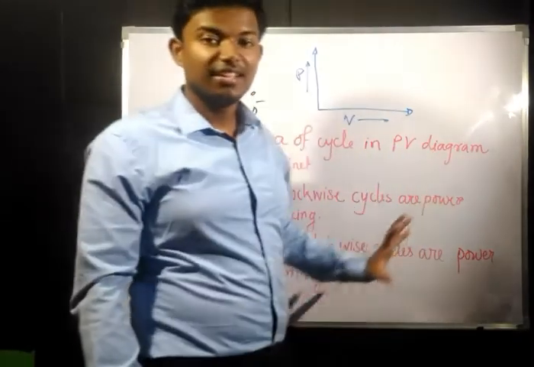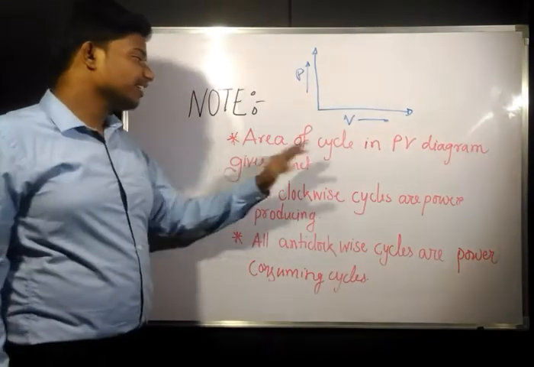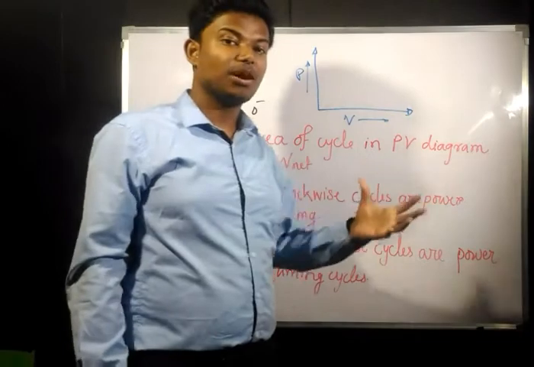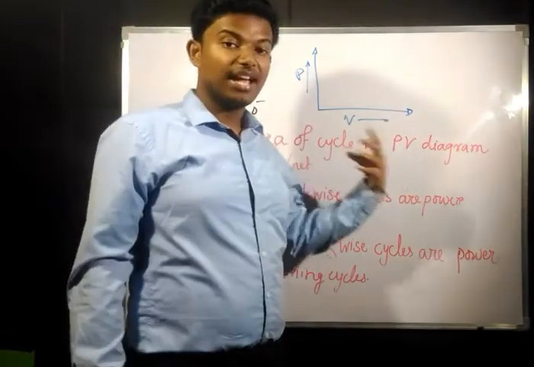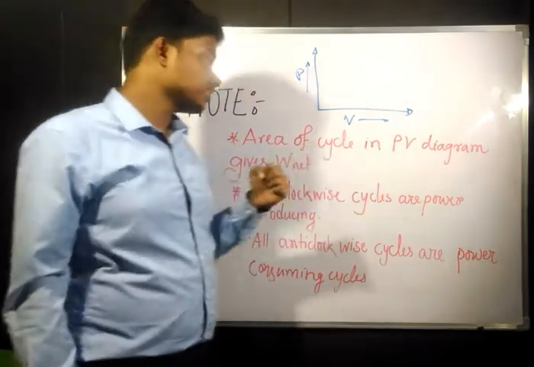Okay, now regarding these cycles, we need to remember some of the important points. The first point is that the area of the cycle in the PV diagram gives the W net. That means whatever area is bounded in the PV diagram by a cycle is going to be the value of W net from that cycle.